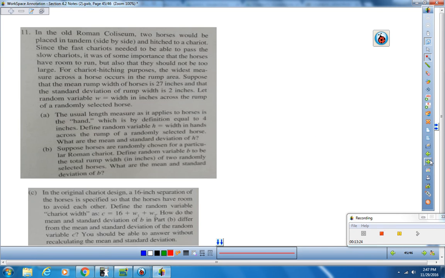All right, the first one is, it's kind of funny when you're reading about the rump of a horse. Yeah, I'm not going to get into all that. Basically, they place 2 horses next to each other and hitch them to a chariot. I'm sure you've seen this before. For the chariot hitching purposes, the widest measurement across the horse occurs in the rump area at their backsides. Suppose that the mean rump area of the width of horses is 27 inches. So I'm going to say mu sub r for the rump area is 27 inches, and sigma sub r is 2 inches.